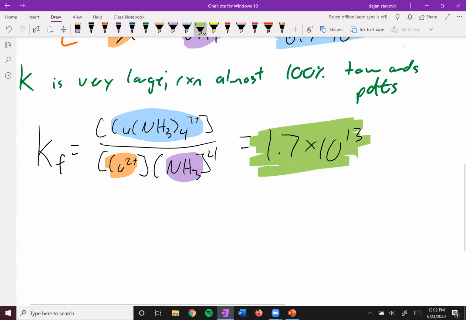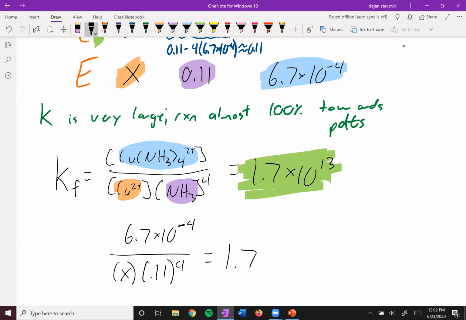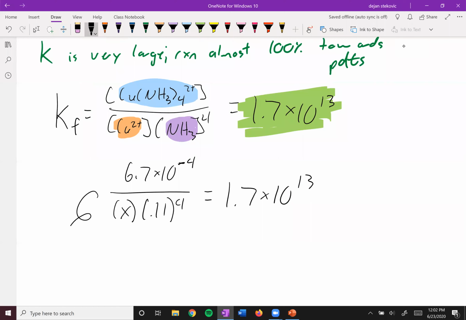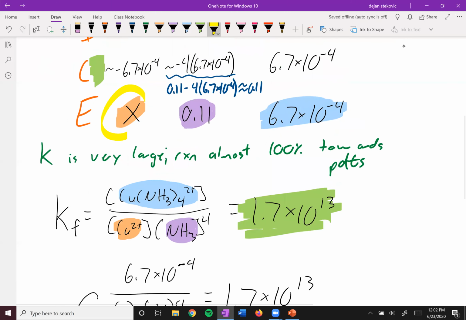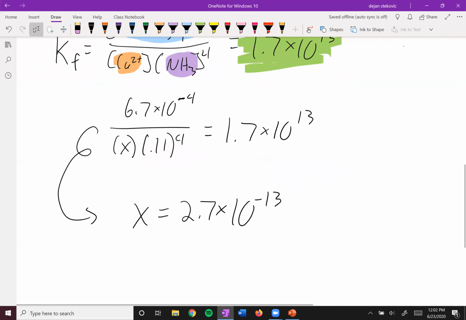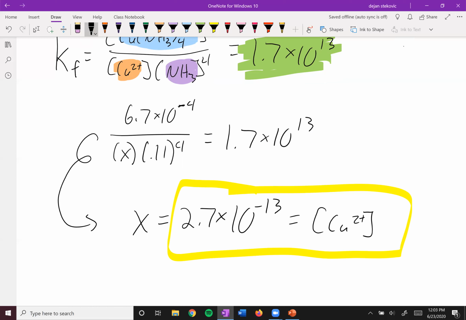And so now we can plug these values in here. So in this case, we have 6.7 times 10 to the negative 4 over top of x times 0.11 to the fourth is equal to 1.7 times 10 to the 13. And then what we have to do is solve for x. So go ahead and do the math there. Shouldn't be too difficult. We get a final value of x to be 2.7 times 10 to the negative 13. And remember, x was our value of our copper 2+ concentration. So this is equal to the concentration of copper 2+ at equilibrium. And then that is our final answer.